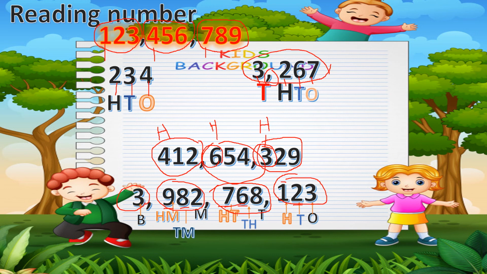This one is billion, see? 3 billion, 982 million, 768,123. Okay, it's easy, right?